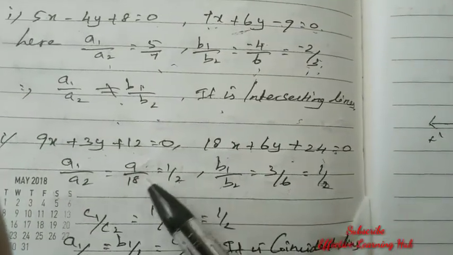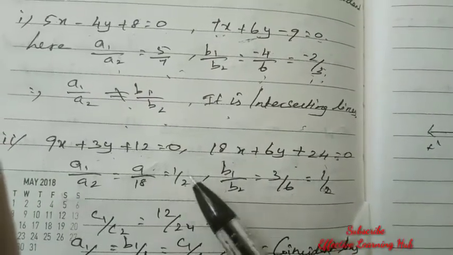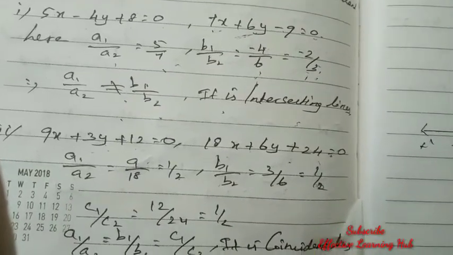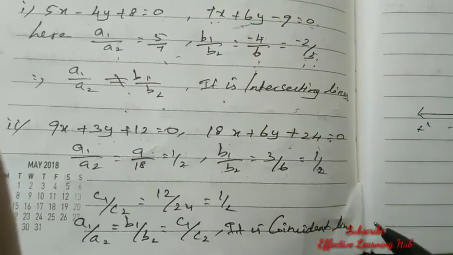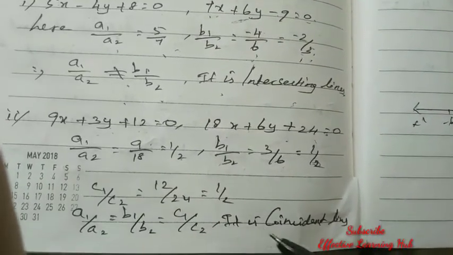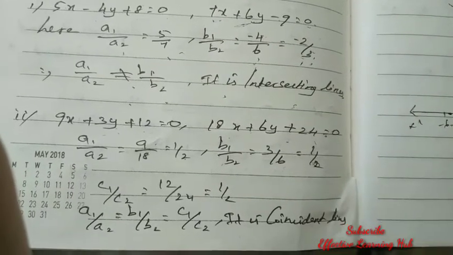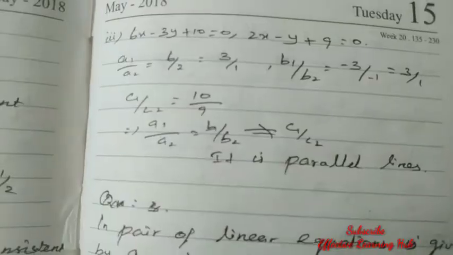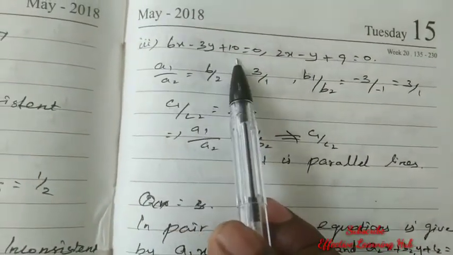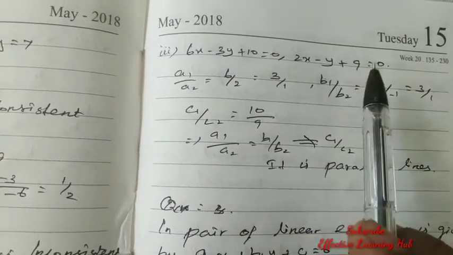Now see A1 by A2, B1 by B2 and C1 by C2. All answers are the same: 1 by 2, 1 by 2, 1 by 2. So A1 by A2, B1 by B2, C1 by C2 are all equal. So it is coincident lines.